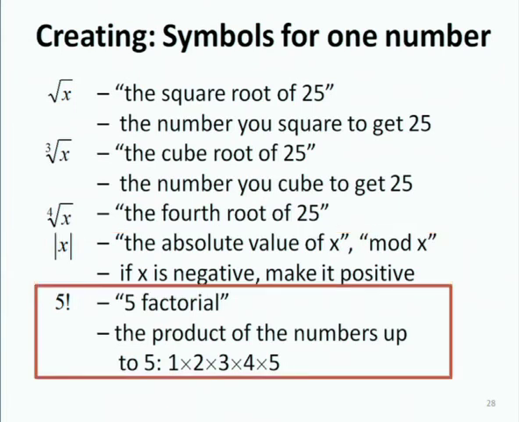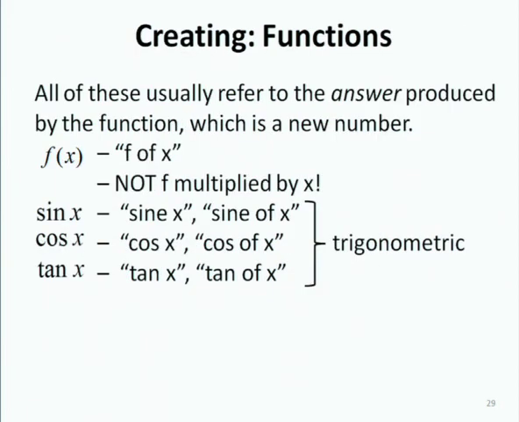And this symbol, the exclamation mark, is called factorial. That's read aloud as 5 factorial, which means you multiply all the numbers up to there. So 5 factorial is 1 times 2 times 3 times 4 times 5. And 7 factorial is 1 times 2 times 3 times 4 times 5 times 6 times 7. And 1 factorial is just 1, because there's nothing to multiply it by. So if you ever see that symbol, that's what it means.